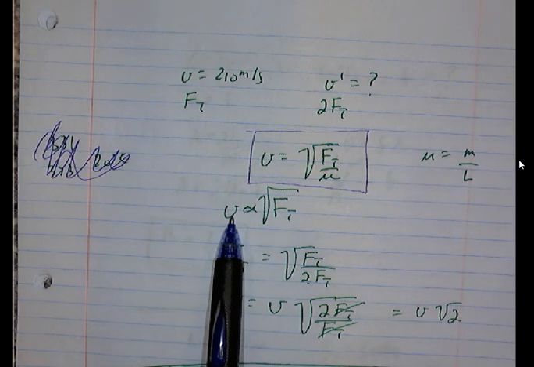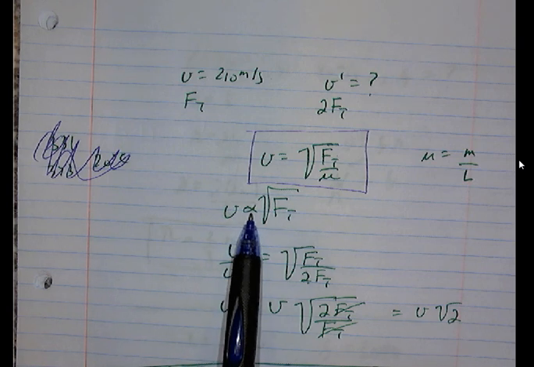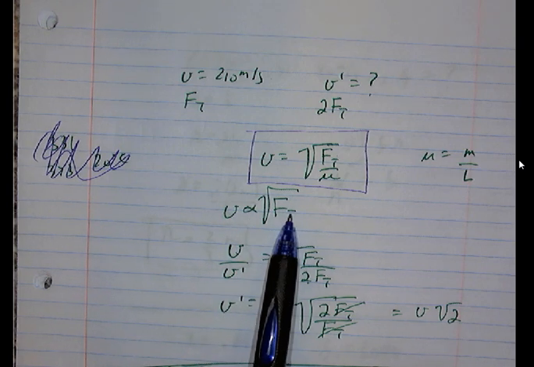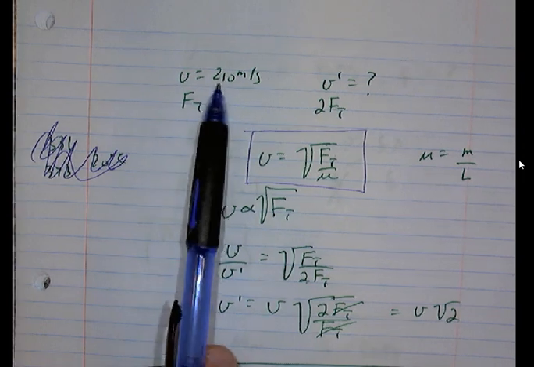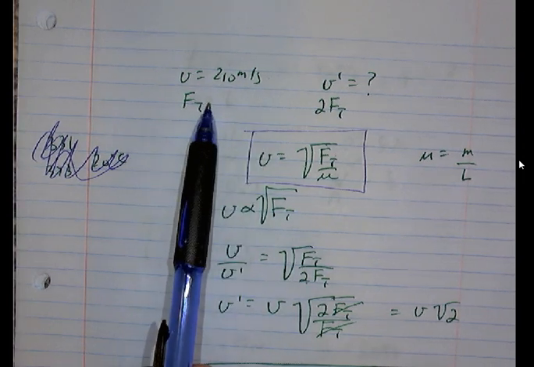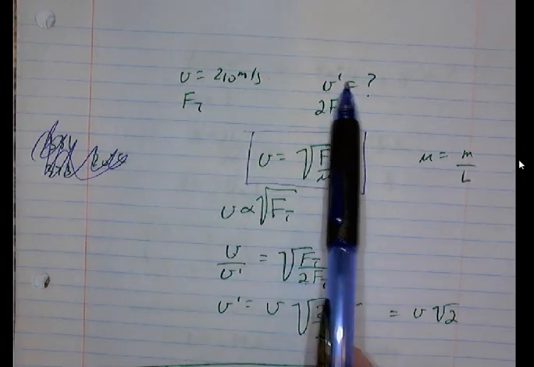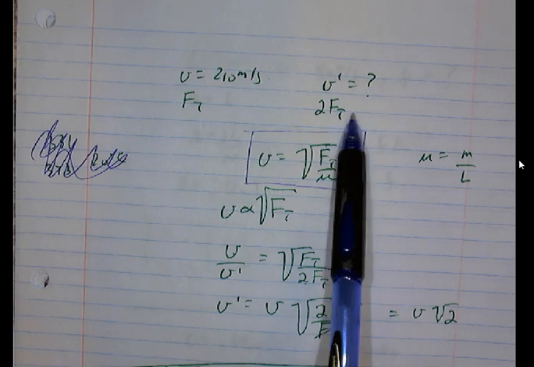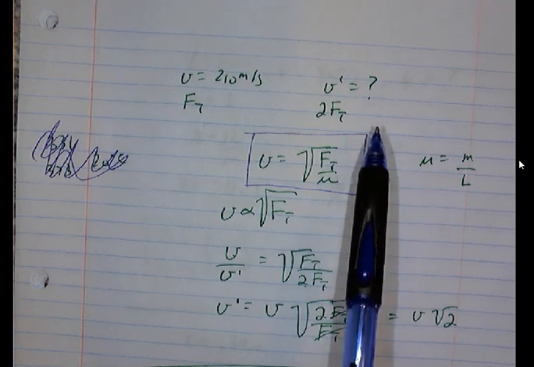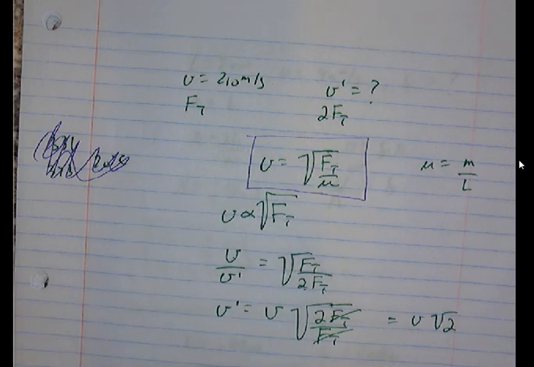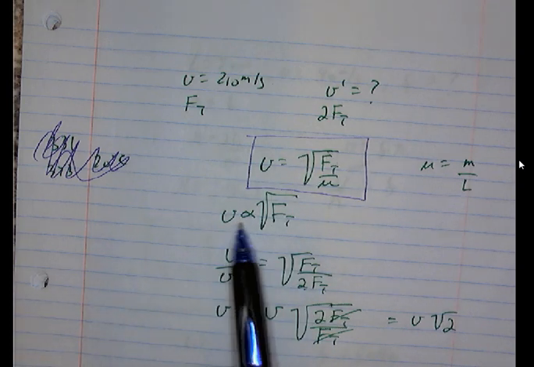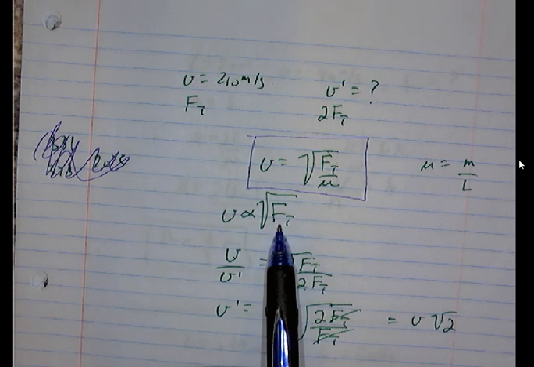So the speed is proportional to, that's what this symbol means, the square root of the tension. And again, I'm told the speed is 210 for a given tension. What is the new speed if we double the tension? So you might try to guess, well, if you double the tension, you double the speed. But that's not how it works out. The speed is proportional to the square root of the tension.